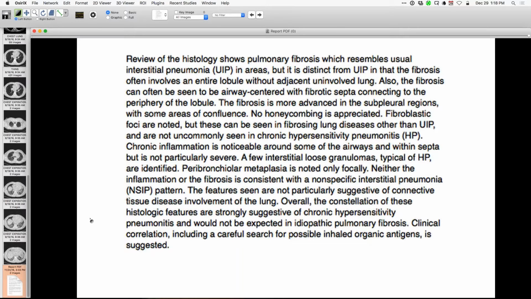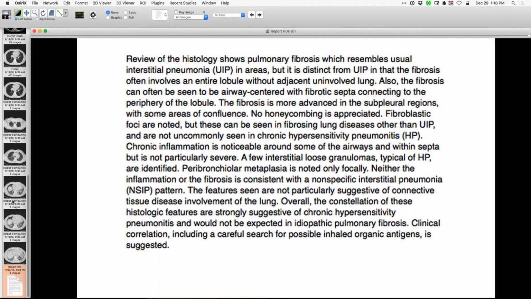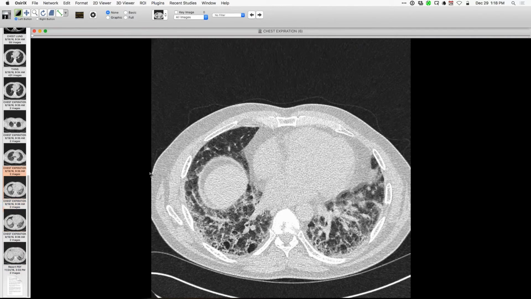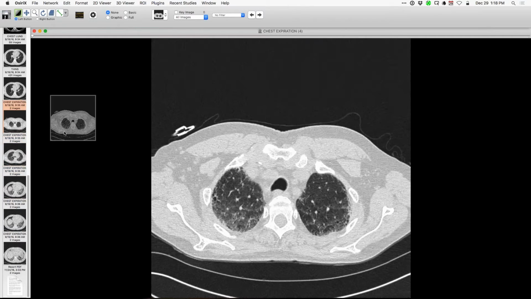Did he have any air trapping on his expiratory images? Let's have a look and see if I have that. It looks like you have some. That's why I asked. Yeah, I do. So here's a couple images. Not particularly. No, not really. And it often does go away with more severe fibrosis, has been my experience.